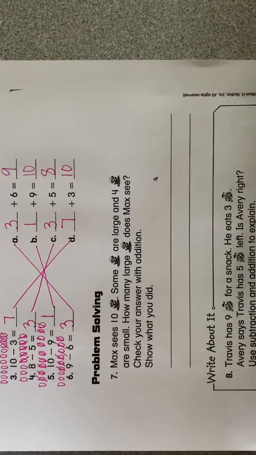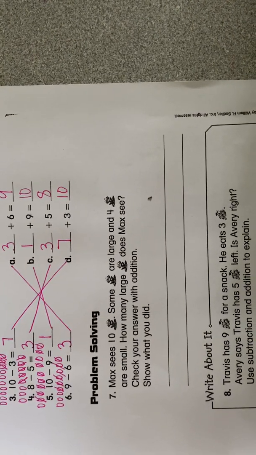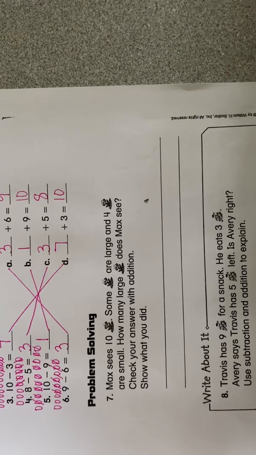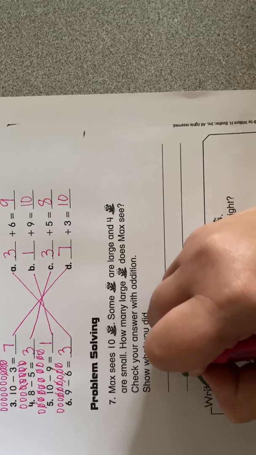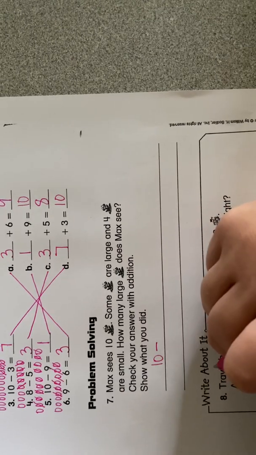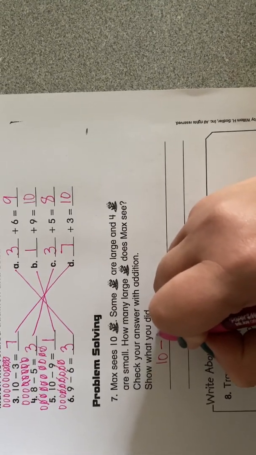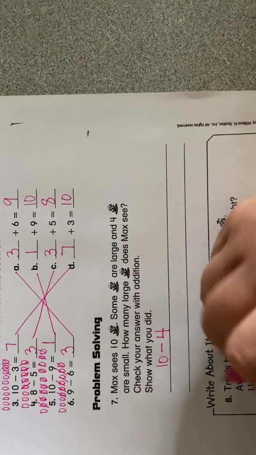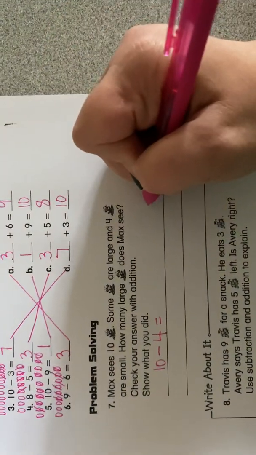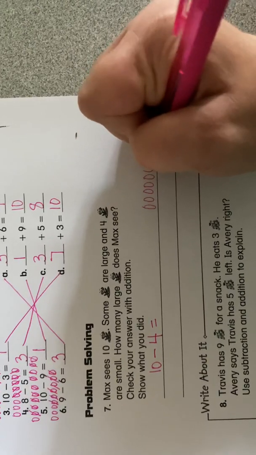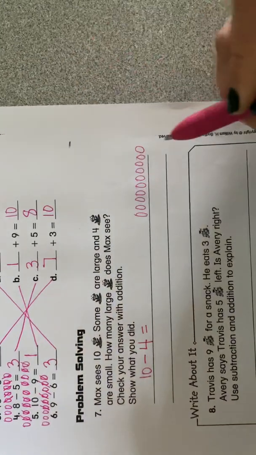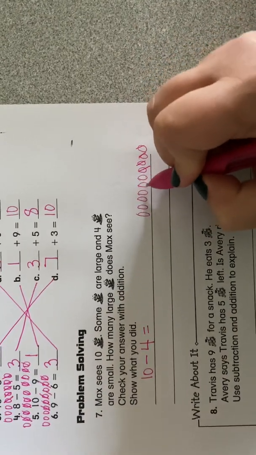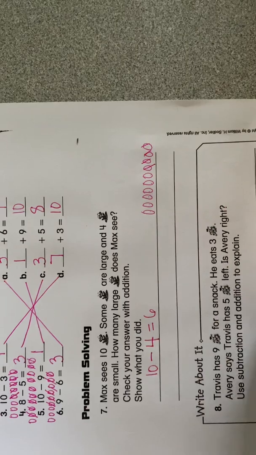Number 7, Max sees 10 frogs. Some frogs are large and 4 are small. How many large frogs does Max see? All right, so he sees 10 frogs, and some are large, but 4 are small. He wants to know how many large ones. So 10 minus 4. So 1, 2, 3, 4, 5, 6, 7, 8, 9, 10. Minus 4 leaves me with 6.